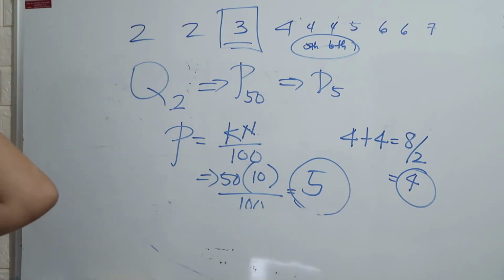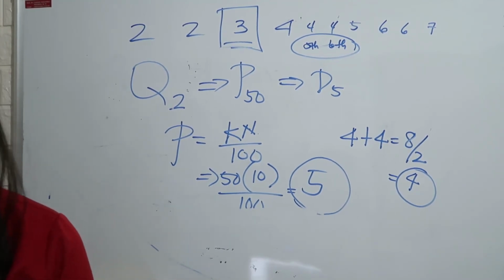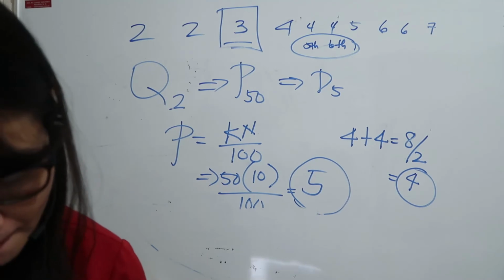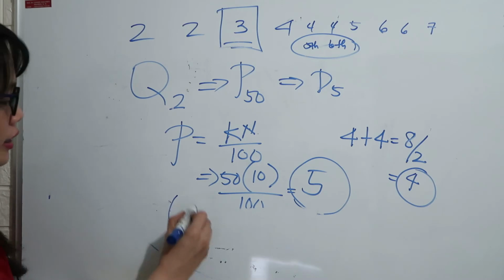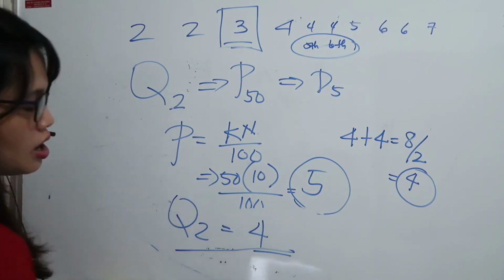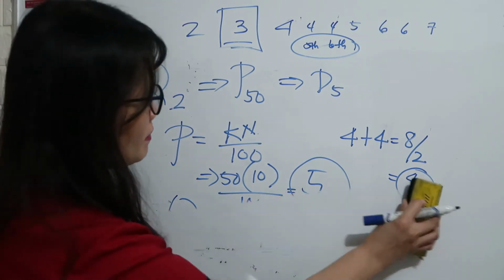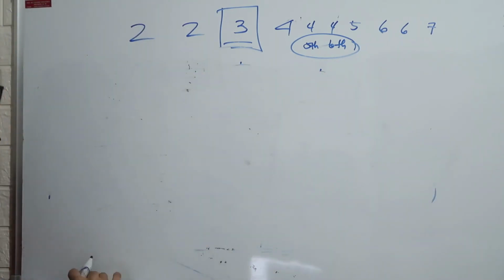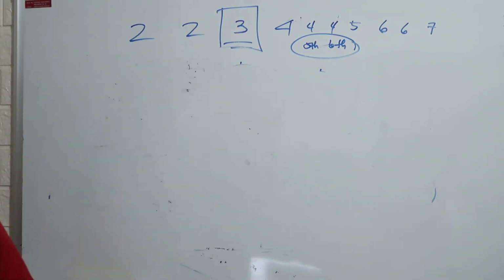So therefore, what will be your answer? The second quartile is 4. Next, what about the third quartile? Yes po. Same lang yun, no problem. You can use it, as long as they're the same.